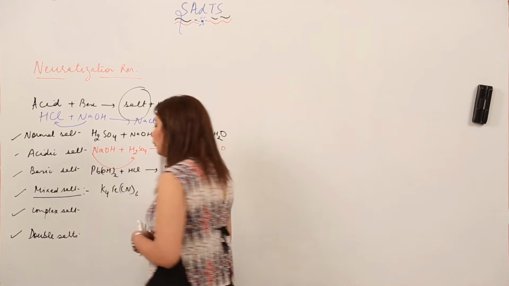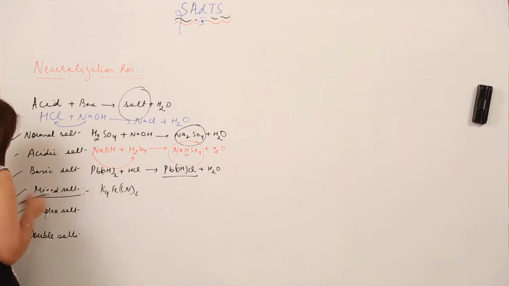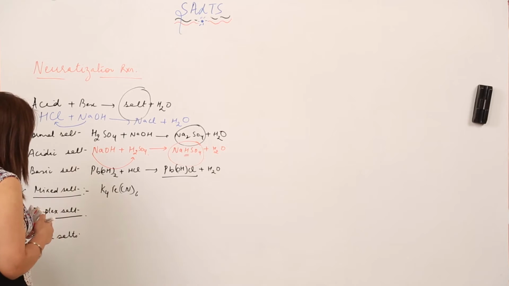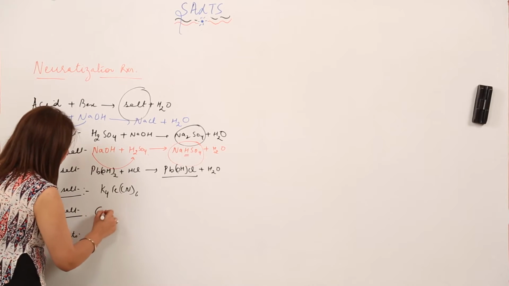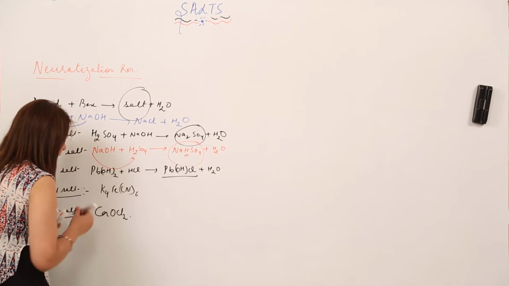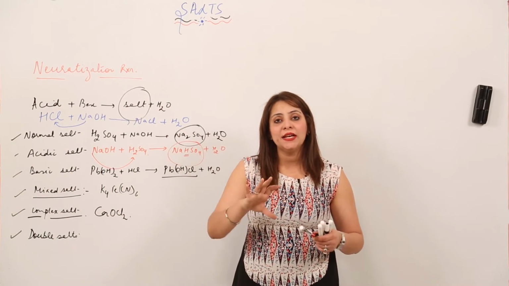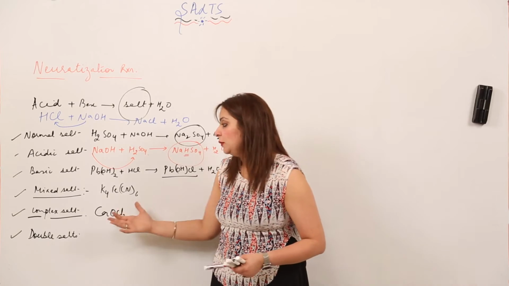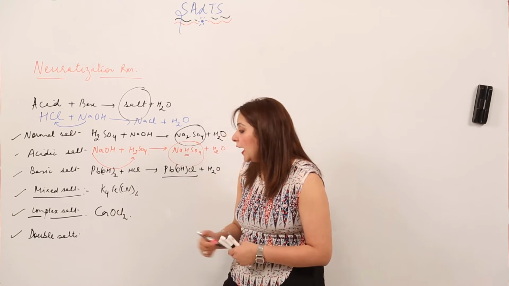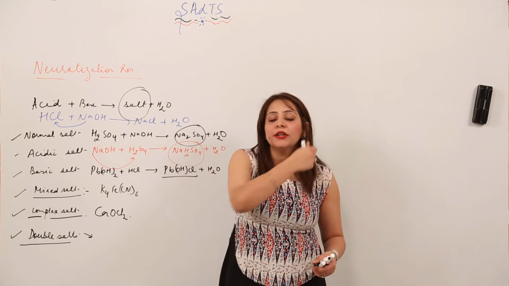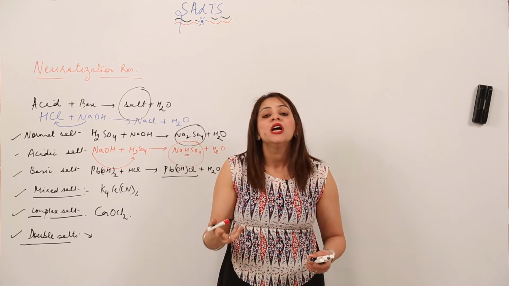Now when we talk of the complex salt, suppose we have CaOCl2, right. Here also we see a simple cation as well as a simple anion present. So it is a complex salt. And when we talk about the double salt, it is formed by the combination of two or more simple salts.